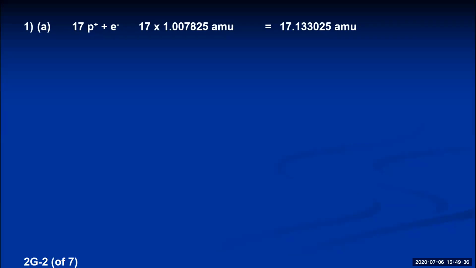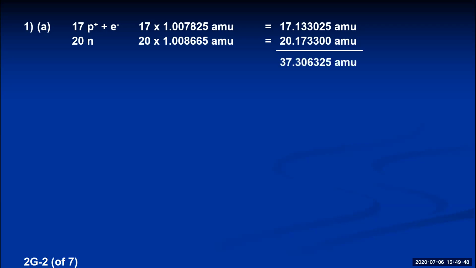17.133025 AMUs. 37 minus 17 gives us 20 neutrons. So the mass of the 20 neutrons would be 20.173300. Adding this up, the theoretical mass of the atom would be 37.306325 AMUs. To calculate the mass deficit, we subtract this with the mass of the experimentally determined atom, and the mass deficit turns out to be 0.34042. This is the mass deficit.